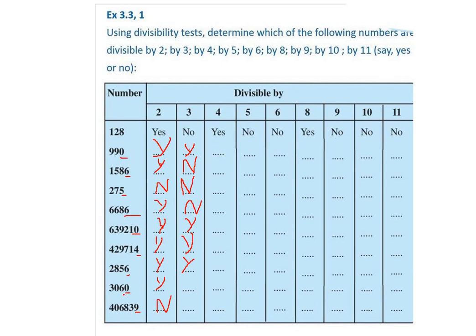3 plus 0, 3. 3 plus 6, 9. 9 plus 0, 9. 9 is divisible by 3. So we are going to write yes, the whole number 3060 is also divisible.